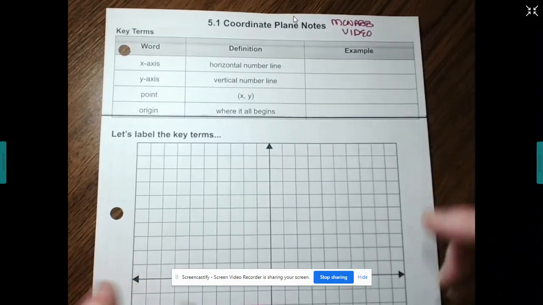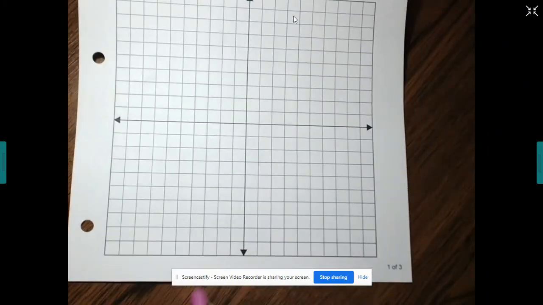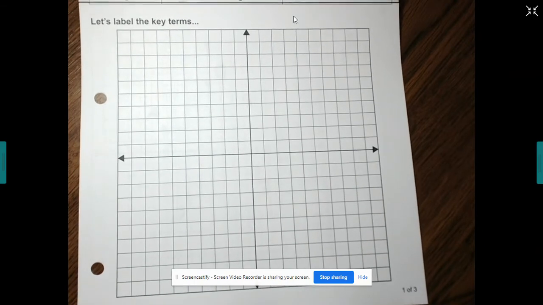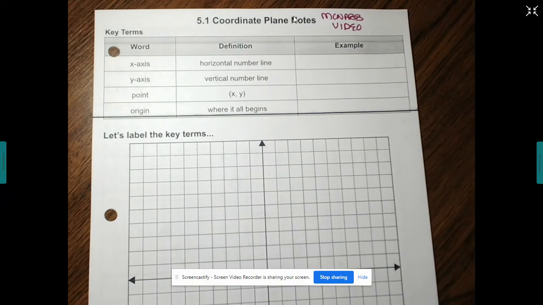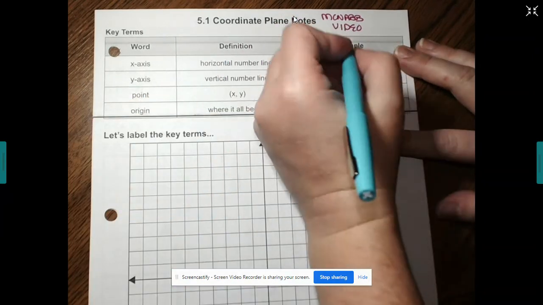So, first things first, we are going to talk about the coordinate plane. Just for those who are new, this is a coordinate plane. It's also called a graph. We're going to talk about all the key pieces here. First off, we have our x-axis, which is basically a horizontal number line.